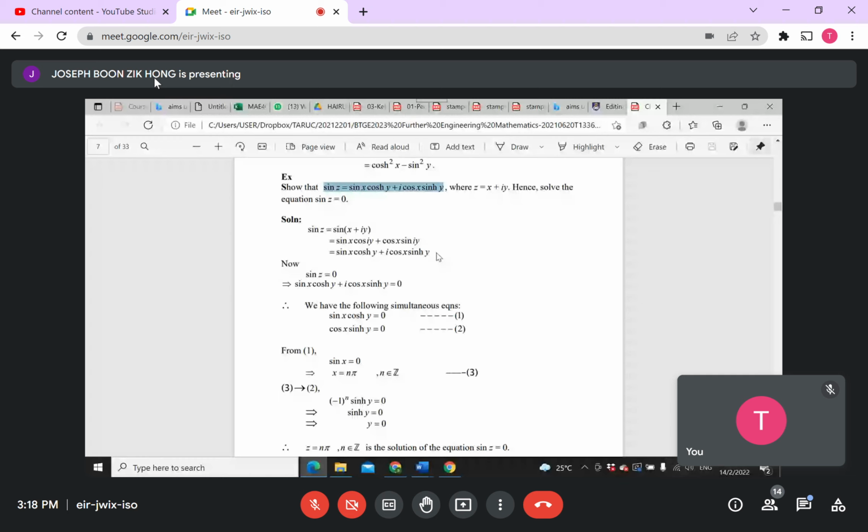I think this one will be quite important. This type of question is very important in your exam. First they will ask you to show something.